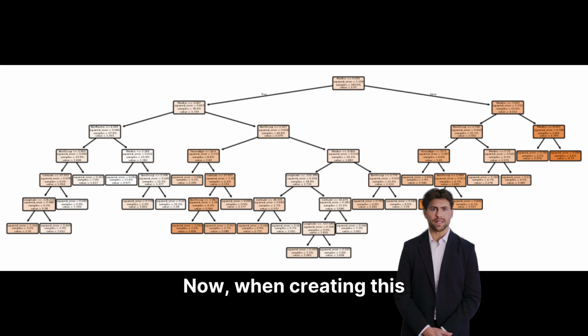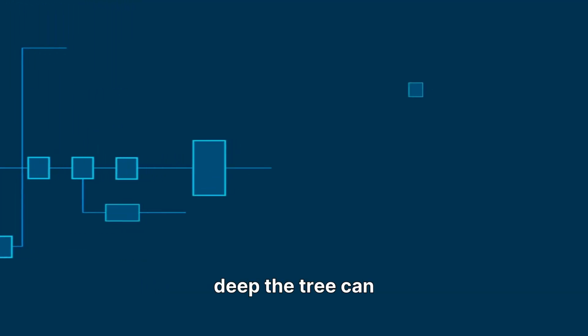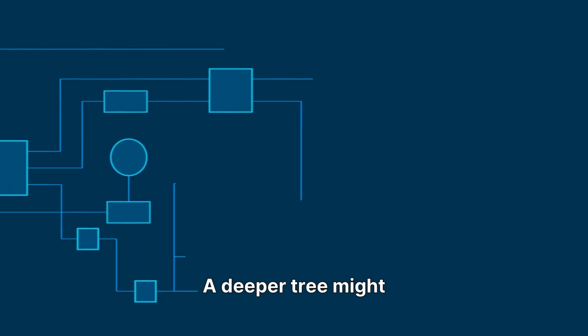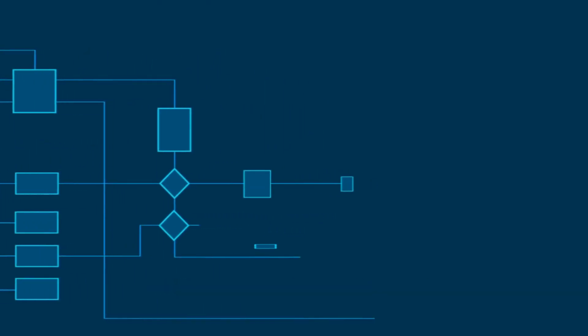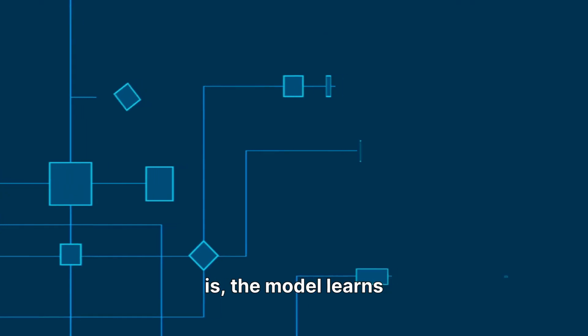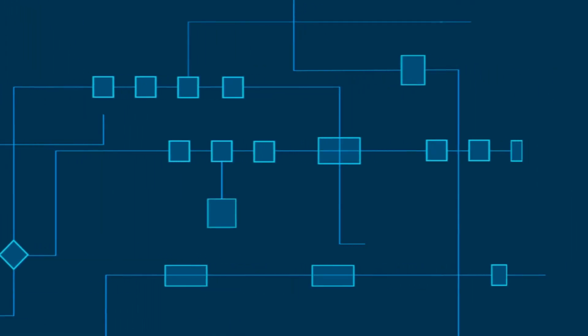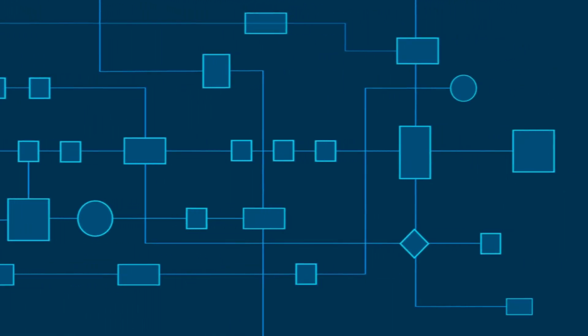Now, when creating this decision tree, you'll encounter hyperparameters such as max depth, min sample split, and criterion. Max depth determines how deep the tree can grow. A deeper tree might capture more information, but it could also lead to overfitting, that is, the model learns the training data too well and fails to generalize to new data.